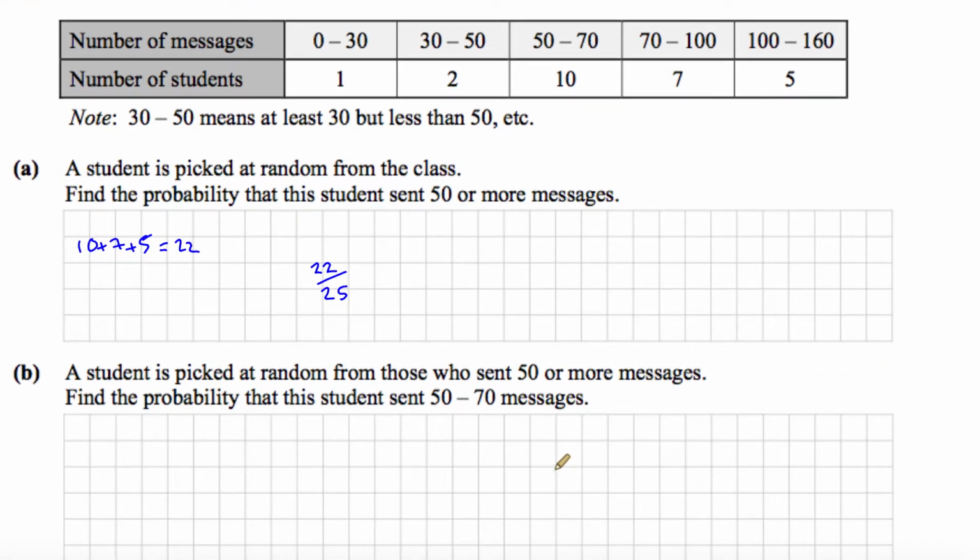Part B, a student is picked at random from those who sent 50 or more messages. So if we're picking the student from those who sent 50 or more, we're picking from the 22 students, the 10, 7, and 5. Find the probability that this student sent 50 to 70 messages. Well, the number of students that sent 50 to 70 is 10, so it's going to be 10 out of the 22. And we can simplify that down then to 5 over 11. So that's the probability as a fraction simplified.